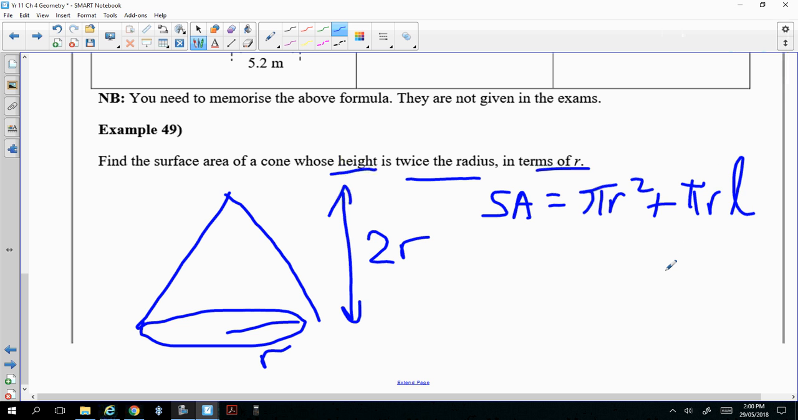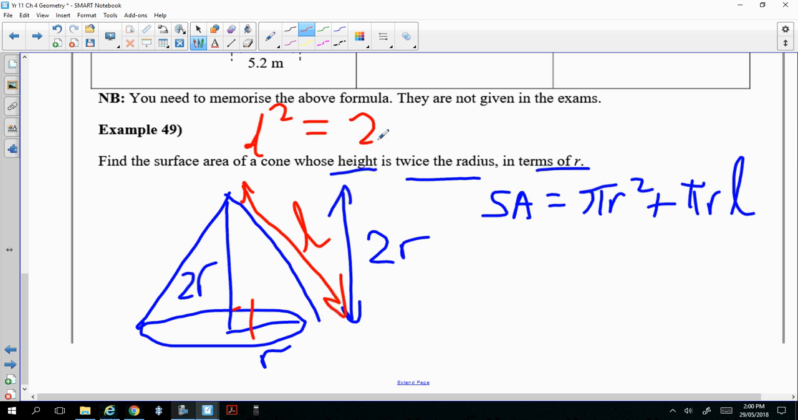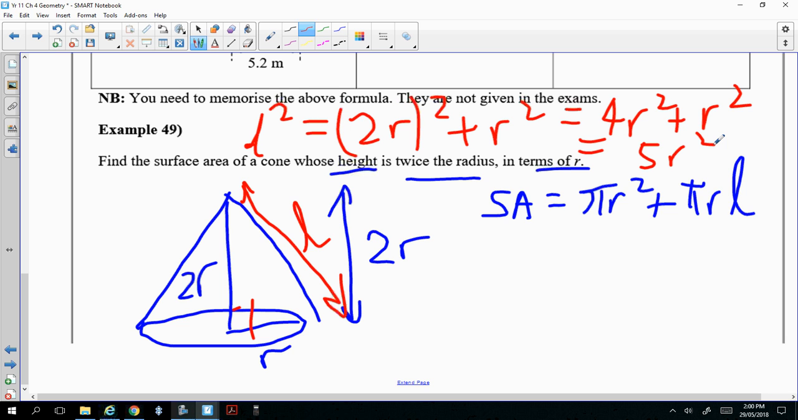So that's the height. Now we need to get the slant height. How do I get the slant height? We use Pythagoras. So L squared equals (2r) squared plus r squared. And what's (2r) squared? It becomes 4r squared. So you have to square the 2 as well, which gives 5r squared in total. So how do you find L? You have to square root it.